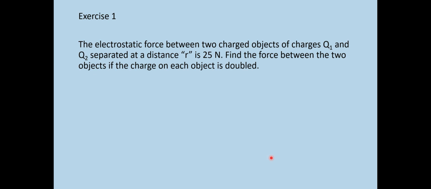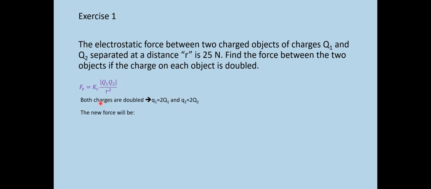The electrostatic force between two charged objects of charges Q1 and Q2 separated at a distance r. So we have Q1 and Q2, they are separated at a distance r. The force between them is 25 newtons. Find the force between the two objects if the charge on each object is doubled. The original force between the two charges is Fe = Kc Q1 Q2 over r squared.